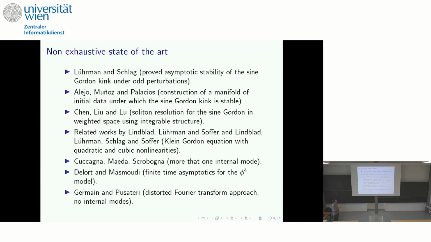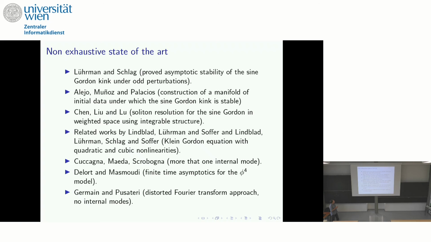So let me finally tell you about the state of the art. So I said that this is not exhaustive state of the art. Why is it not exhaustive? Because I will only tell you about the problems that have to do with the scalar field models, but people worked on the nonlinear Klein-Gordon equation and also nonlinear Schrödinger equation. And there are results that are somehow brothers, okay, or sisters to this in this other context, okay?